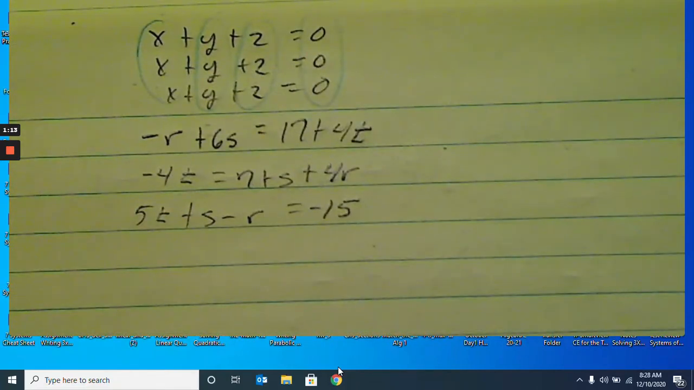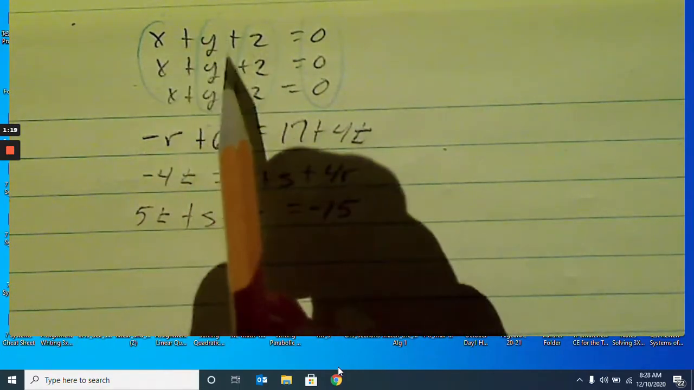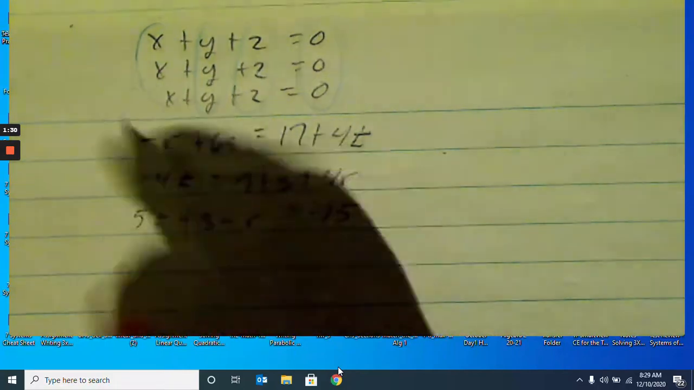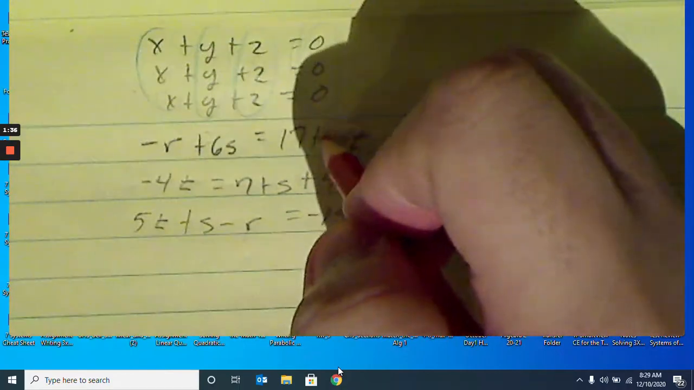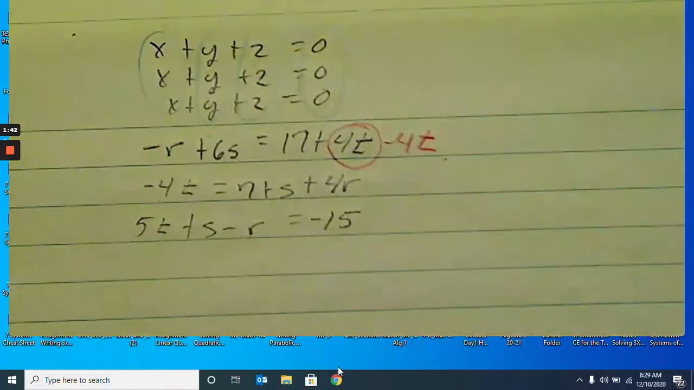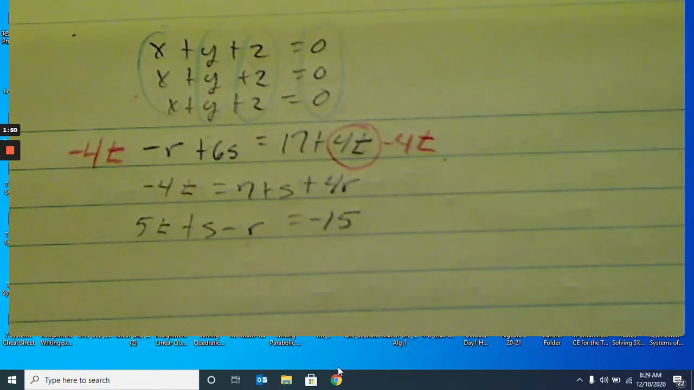I will always say, if it really helps you, move everything to where every variable, whether it's x, y, z or r, s, t, is on the left-hand side, and the constant value, the number, is on the right-hand side. What that means is, looking at a system like this, I want to move this 4t to the left-hand side by subtracting it. That's kind of what you're trying to accomplish, is get everything moved to the left-hand side.